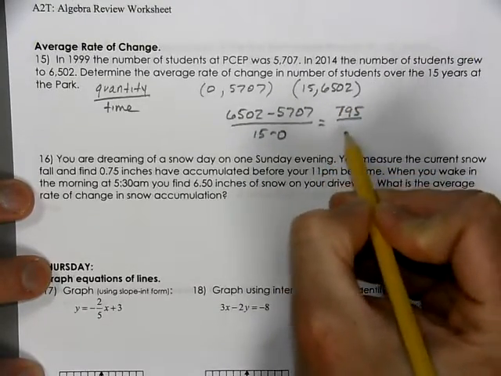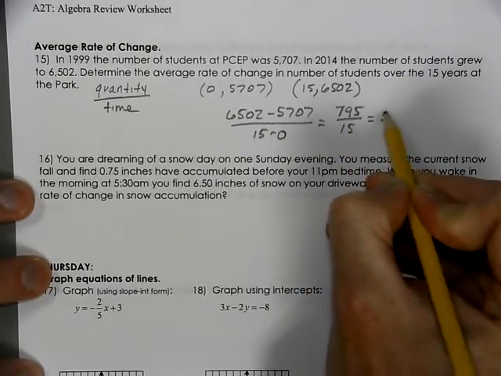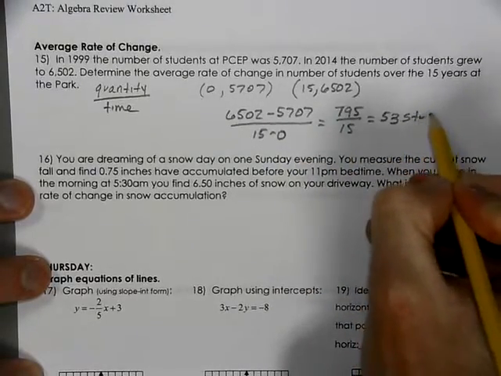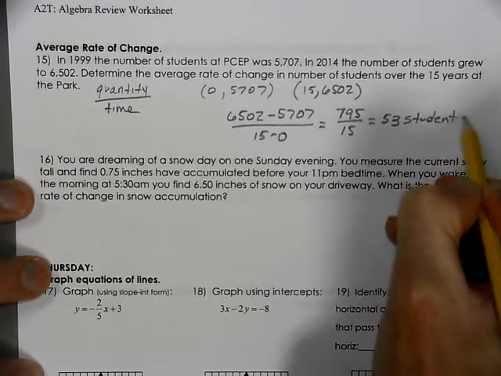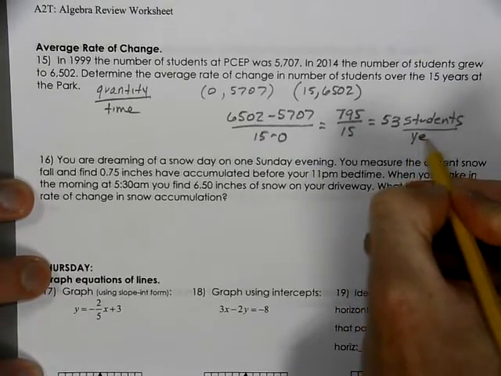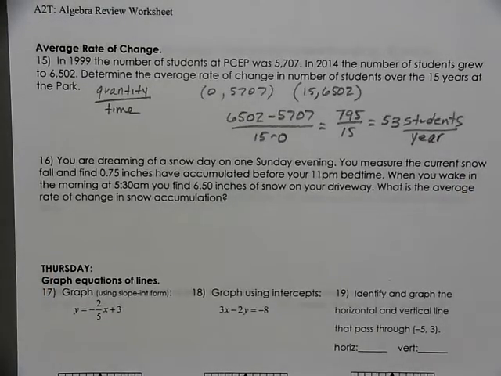795 divided by 15, which gives us 53. Our quantity is students per year. So in 1 year, we had 53 extra students, and we did that at average all the way up till 2014.